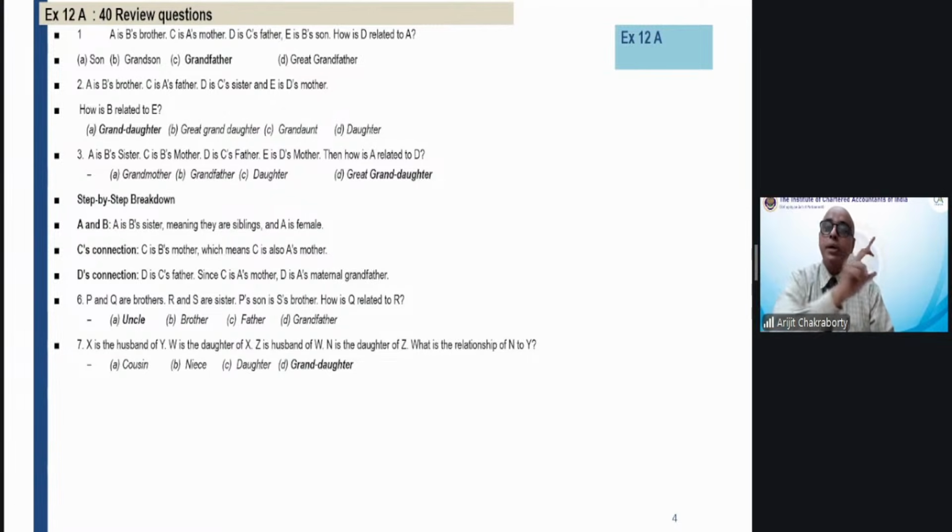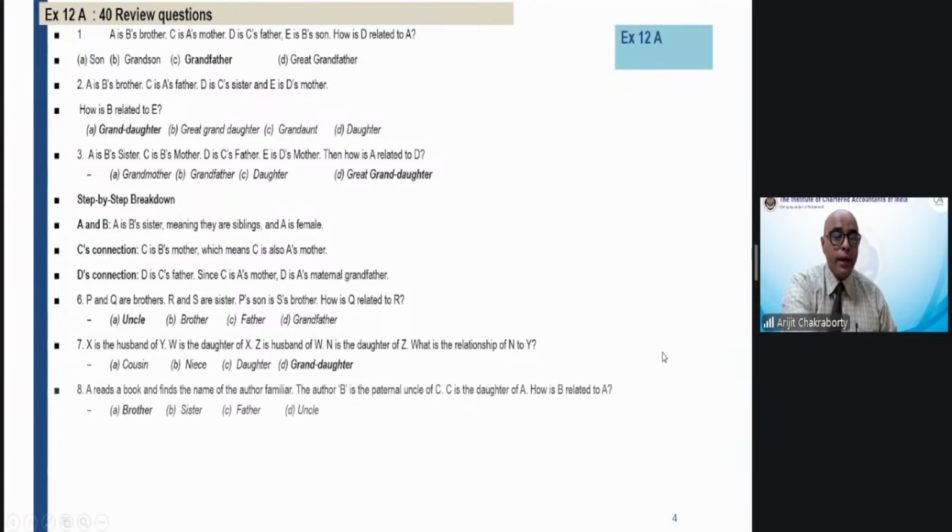So tier 1 is X and Y. Tier 2 is W and Z. And tier 3 is N. So N, and the question is the relation between N and Y. It has to be a granddaughter or grandmother relationship. So there are two generations involved. Here the right answer is granddaughter.